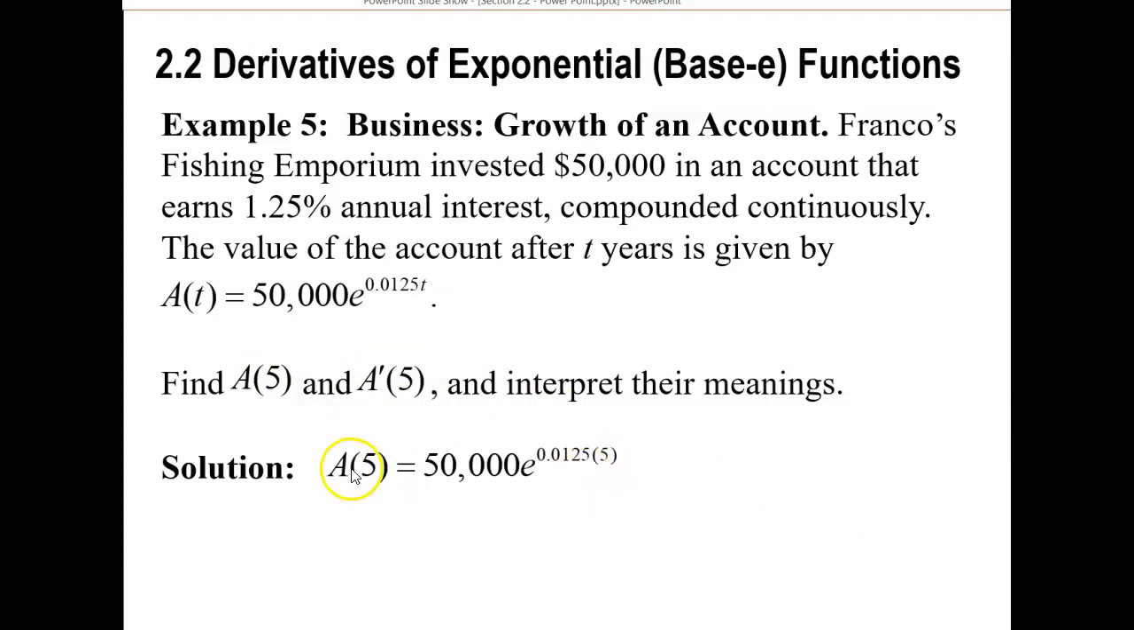All right, so A of 5 just means plug 5 into the function. So this is the amount you would have after 5 years. 50,000 e to the power 0.0125 times t, plugging in 5 for t, gives me $53,224.72.